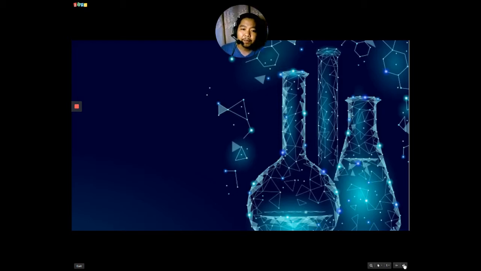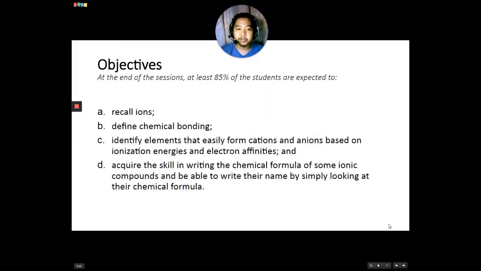And with that, as we proceed with our lecture series, again, we are shifting from laboratory to lecture. So, in this recorded session in particular, we are going to talk about chemical bonding. But before proceeding with a new topic, we have to recall first the concept of ions. And then we have to define what chemical bonding is. And then try to identify some cations and anions that easily form these compounds, or these chemical bonds.